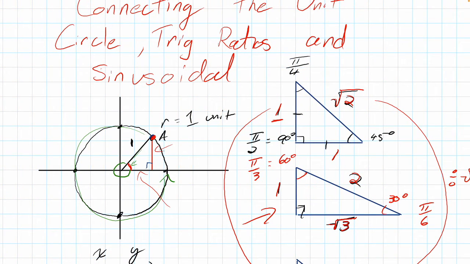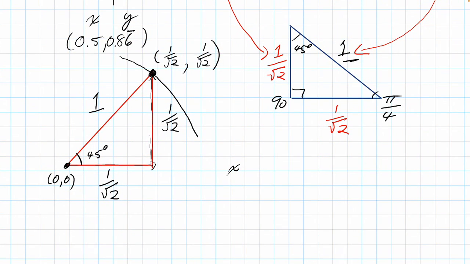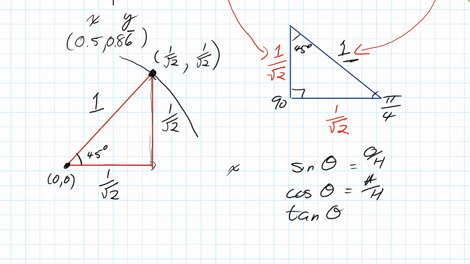Our trig ratios, if you remember, we have primary trig ratios, which are sine theta, cos theta, and tan theta. And if you remember the primary trig ratios, sine theta is the opposite over the hypotenuse, cos theta is the adjacent over the hypotenuse, and tan theta is the opposite over the adjacent. Okay? These connect to this unit circle because there's an angle we're constantly referring to.